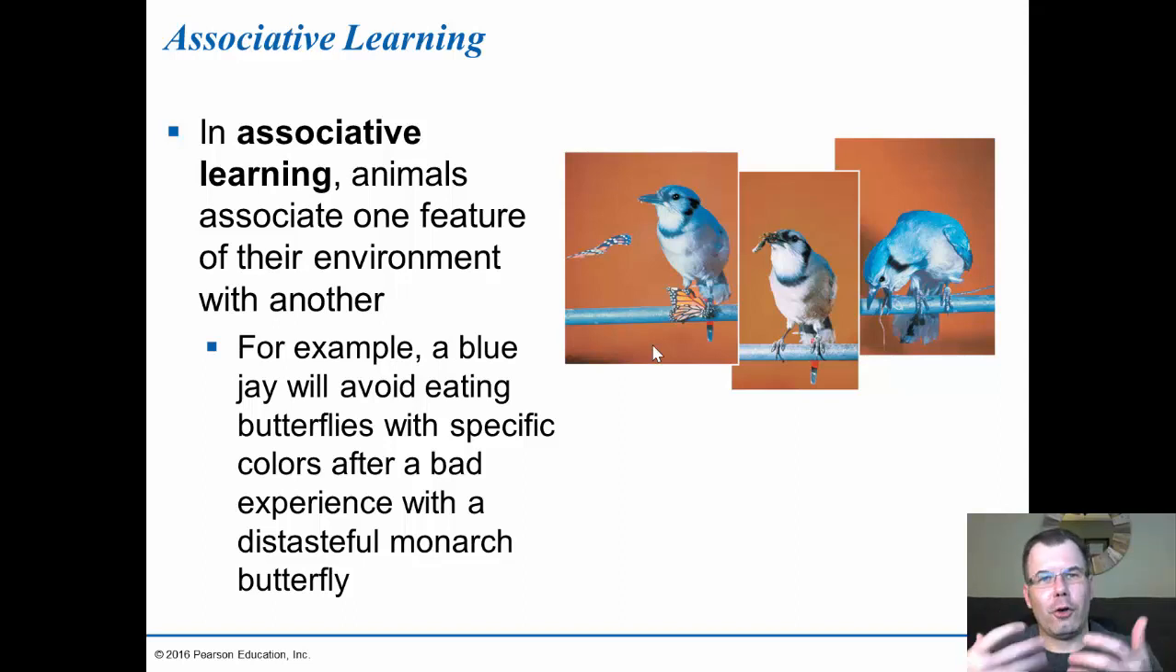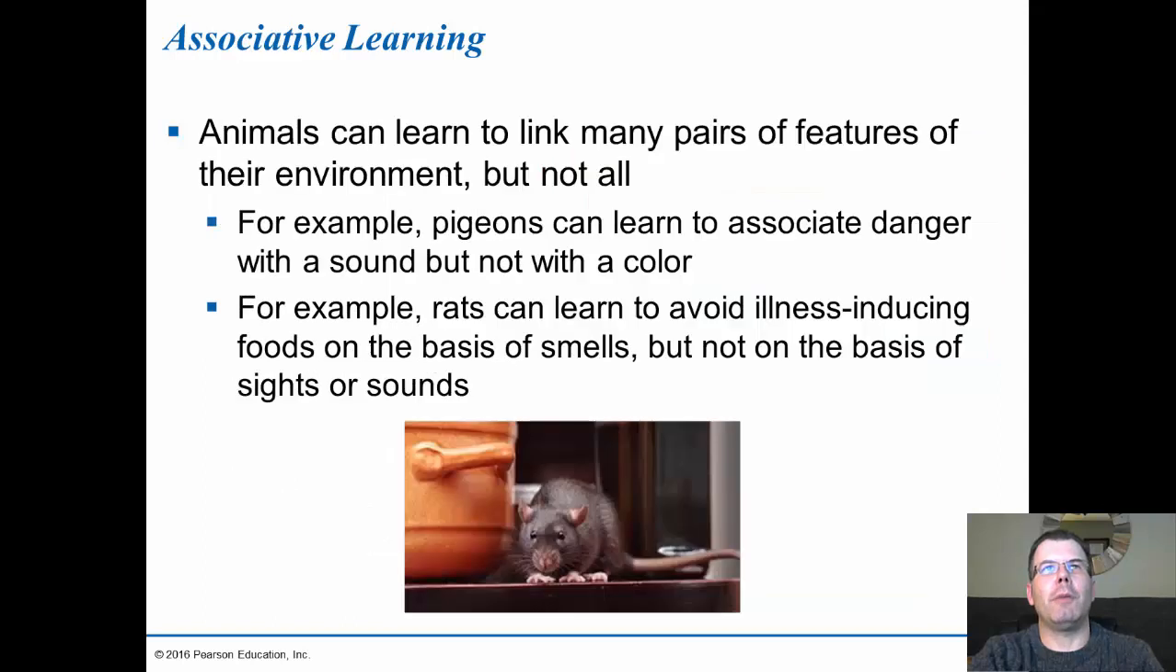And it's hard to break that cycle once that does happen. And so that's called associative learning. It's a very, very interesting aspect that even happens in humans as well. Now, again, we've talked about associative learning, that they link many pairs of features in their environment, but not all. And so one example is that pigeons can learn to associate danger with sound, but not with color.